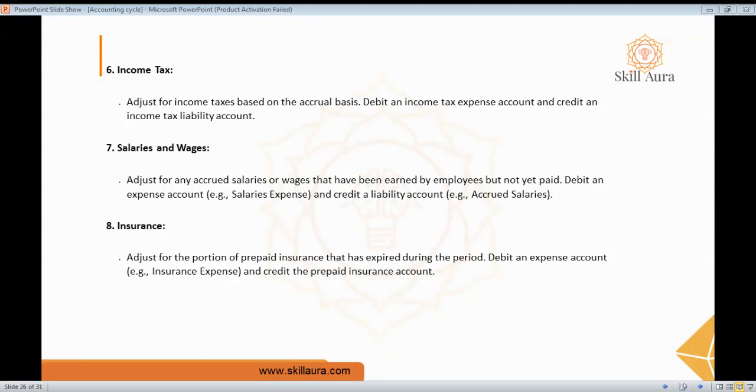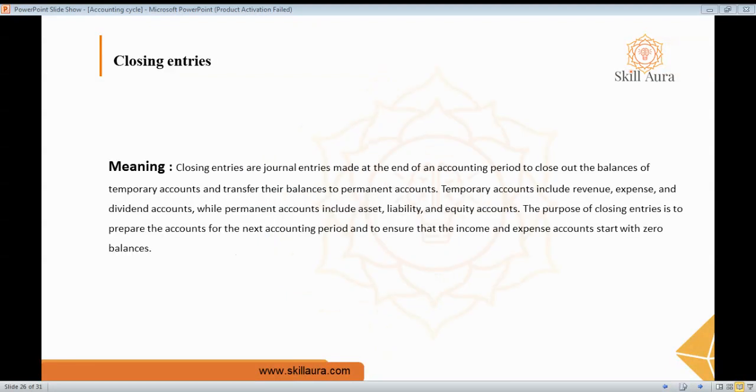The next one is salaries and wages. When salaries and wages have been earned by the employees but not yet paid, for this type of adjustment the expenses account will always be debited and the liability account credited. When it comes to insurance, the portion of prepaid insurance that has expired during the period, the expenses account will be debited and the prepaid insurance account will be credited.